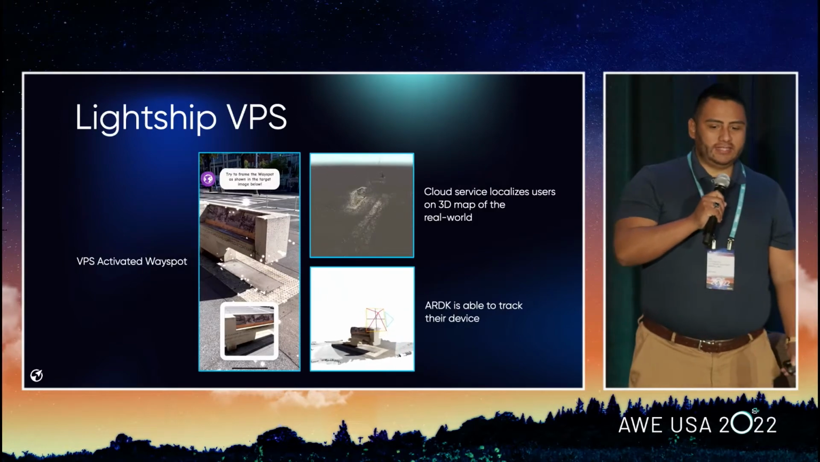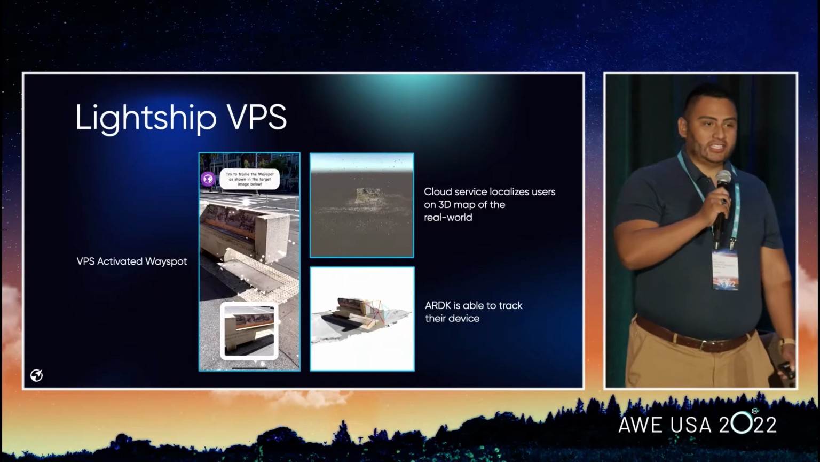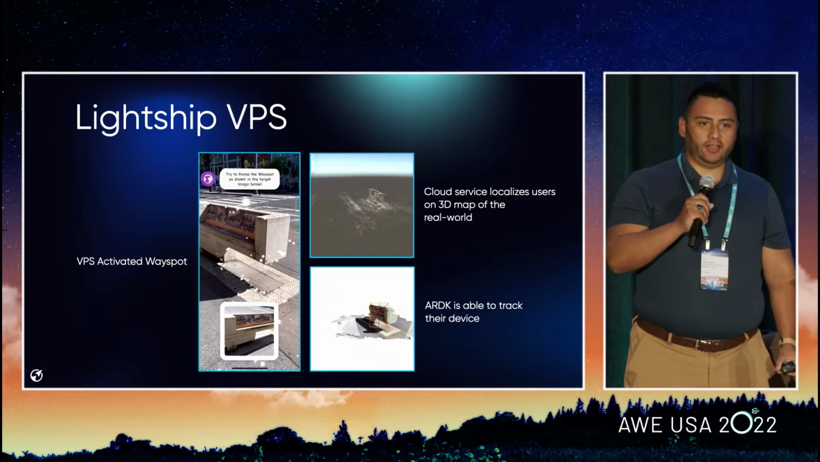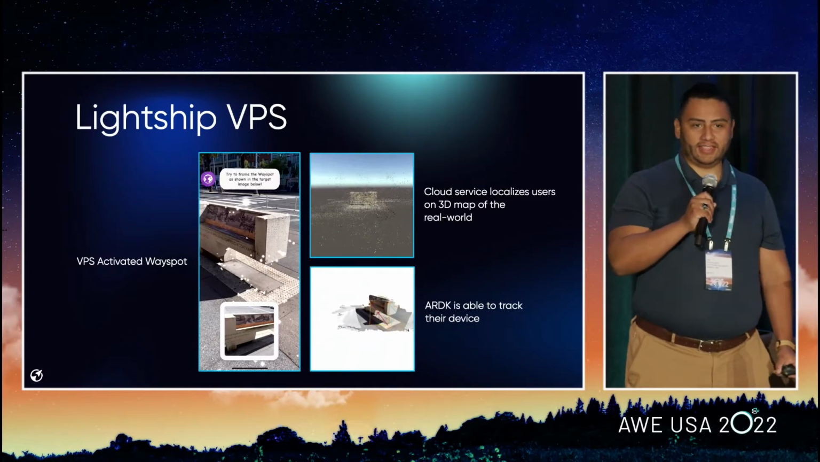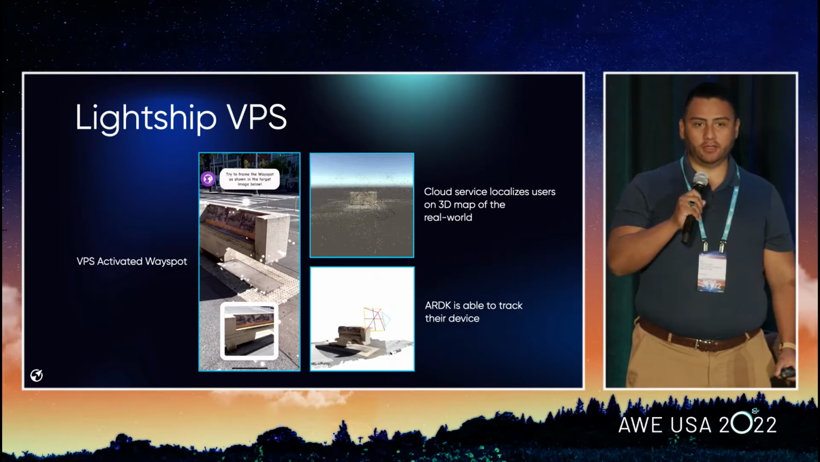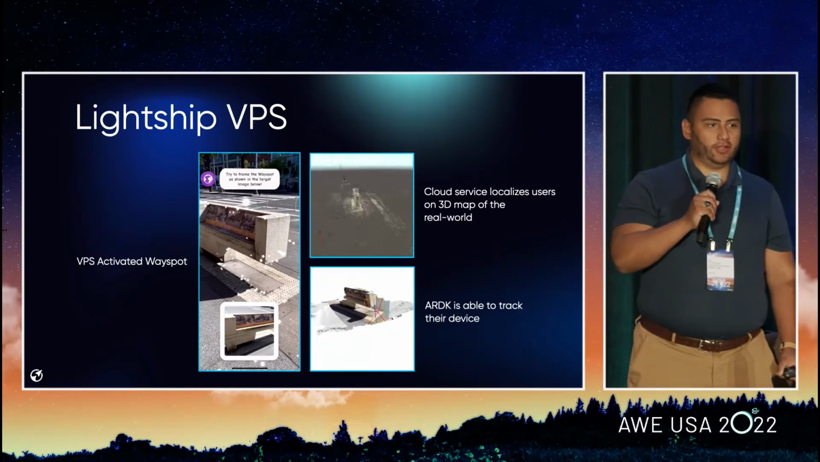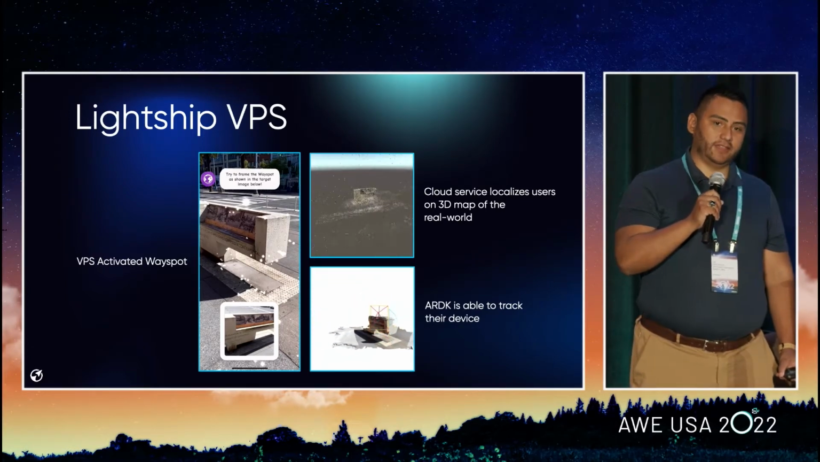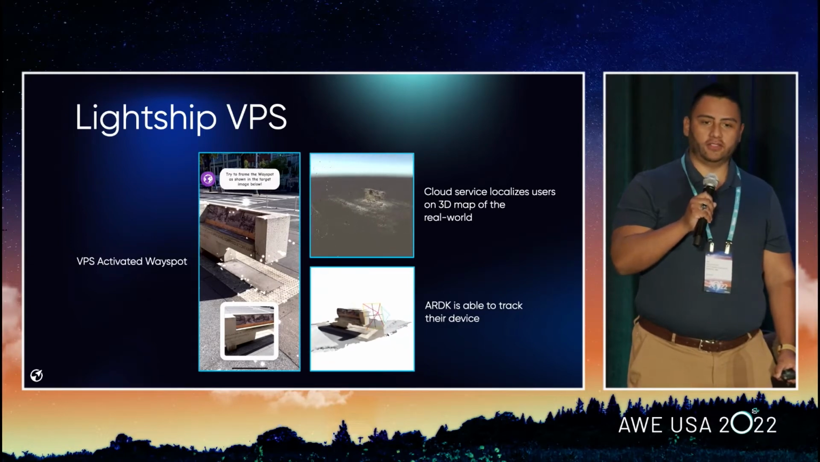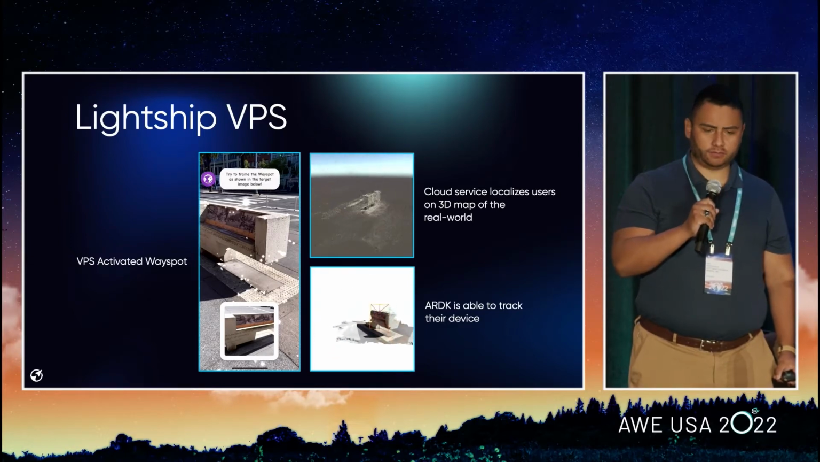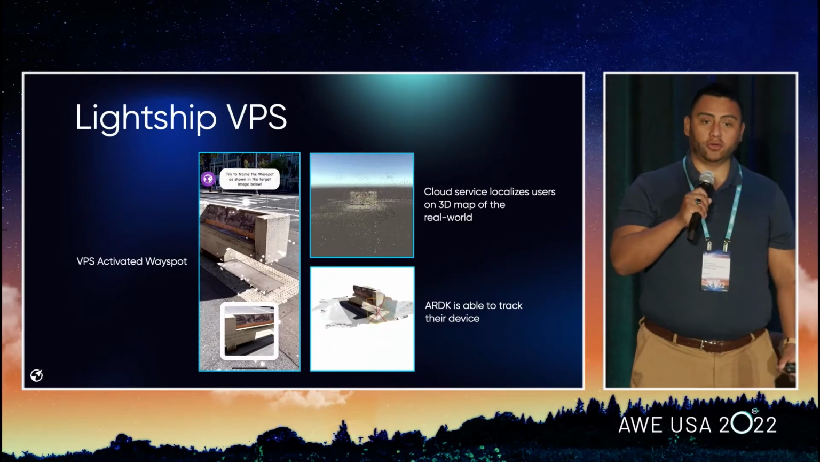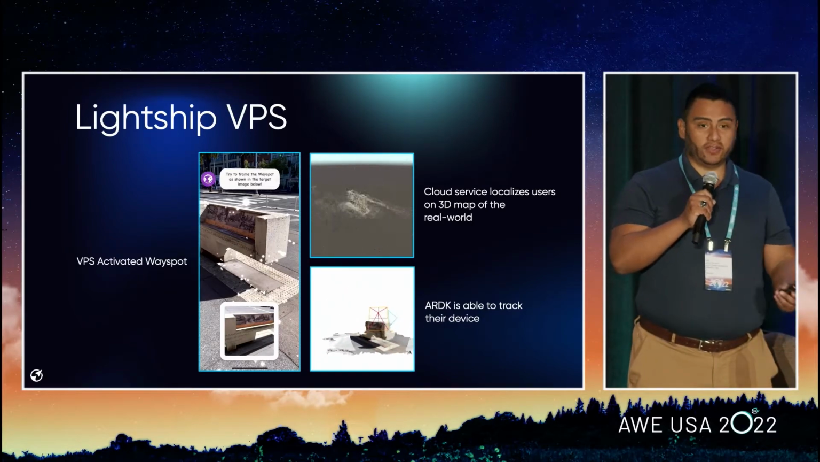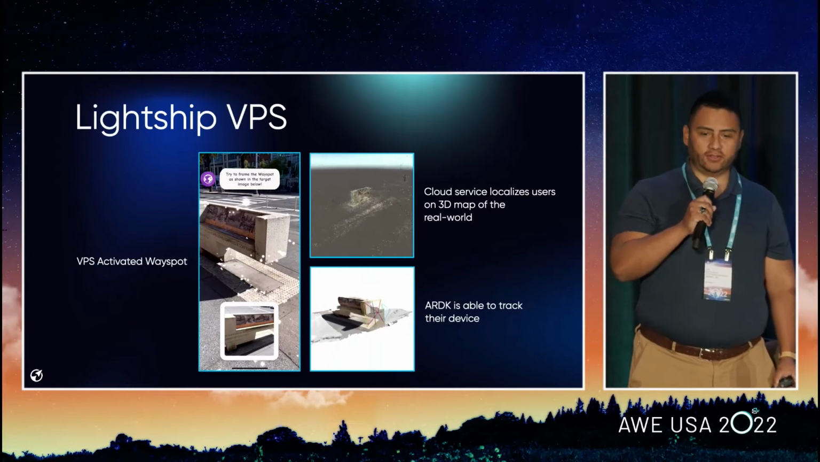So what is Lightship VPS? Lightship VPS is Niantic's technology that allows users to know exactly where they are in the world. Niantic has been and keeps building 3D maps of the world. Right now, those 3D maps are centered at specific locations that we call VPS-enabled Wayspots. At these locations, users can use Lightship VPS to localize by pointing their device at specific localization targets.